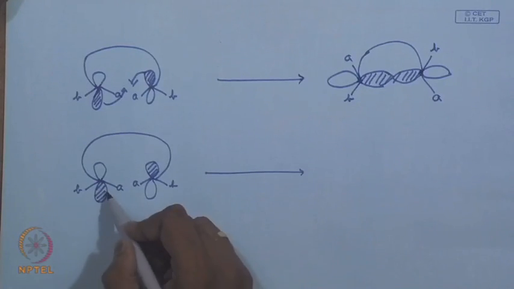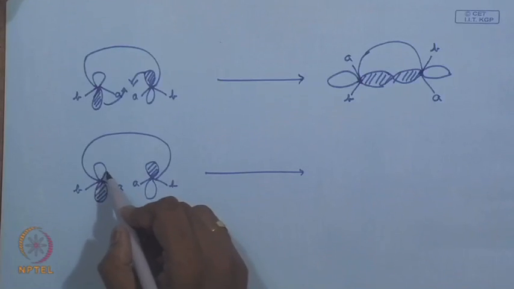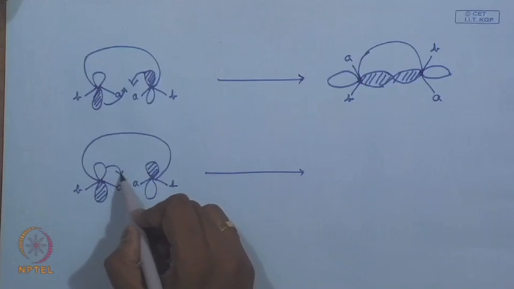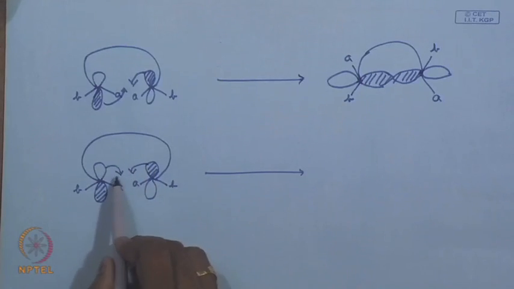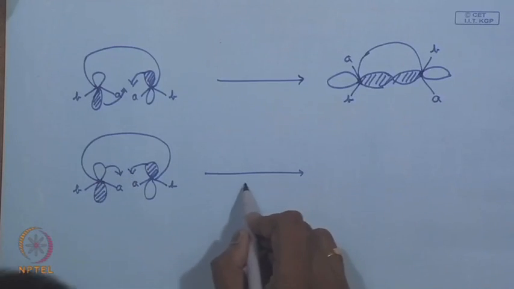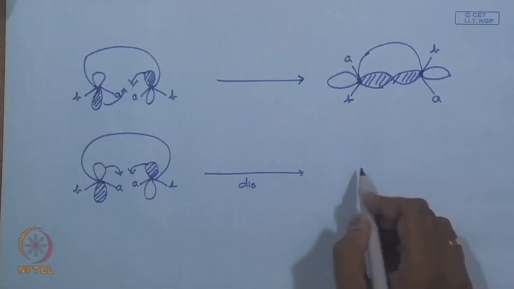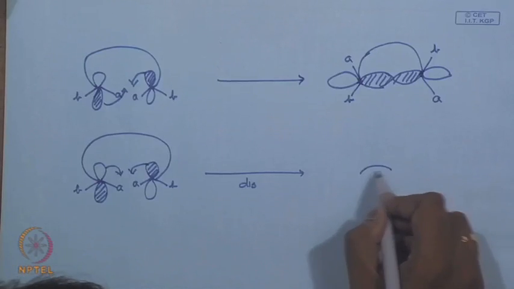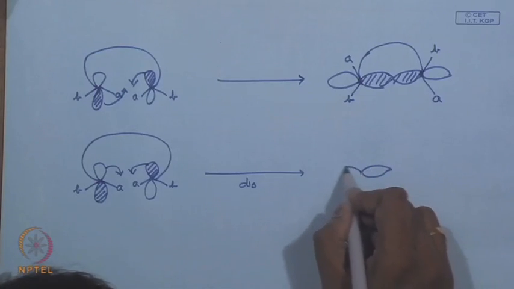In this case again, you can think about another mode, which I told you already. This is clockwise and this is anti-clockwise, then you call it dis. But this will not give you the product, because this will be more like anti-bonding.